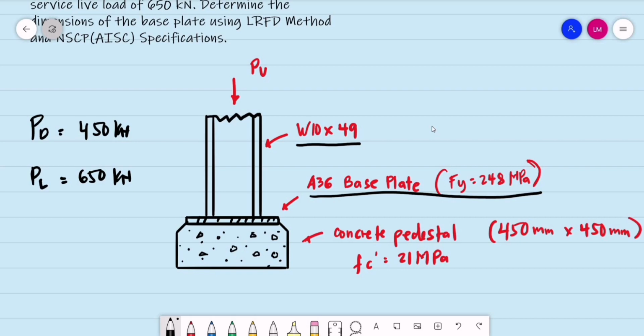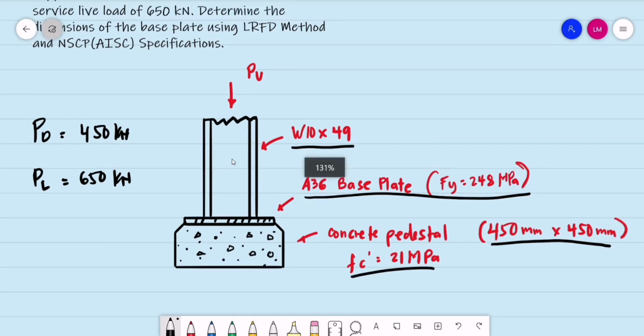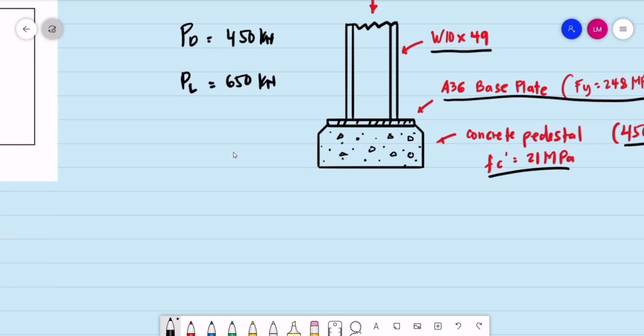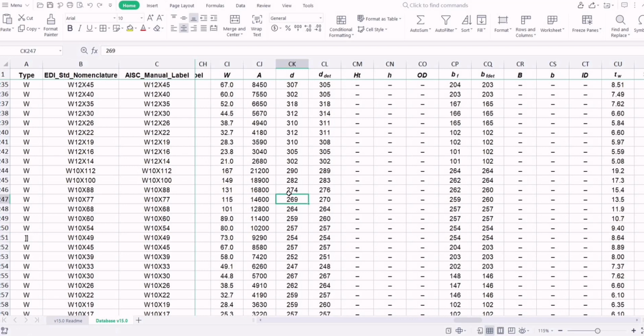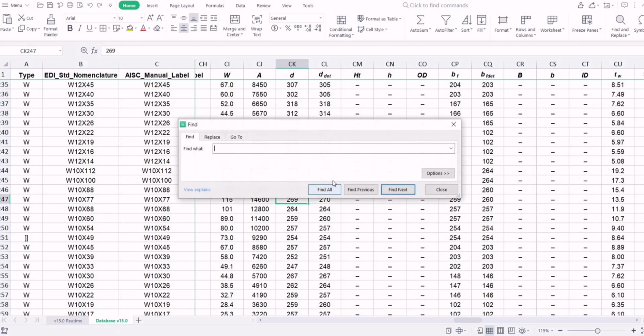So for the concrete pedestal, we have its dimension, 450 mm by 450 mm, and its Fc prime is equal to 21 megapascals. So let's have the properties of the W10 by 49. From our database, let's have Control F, the W10 by 49.